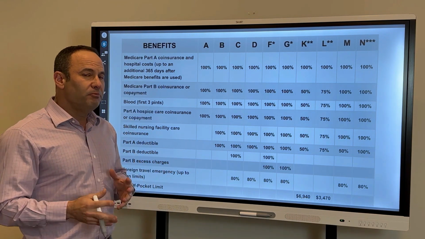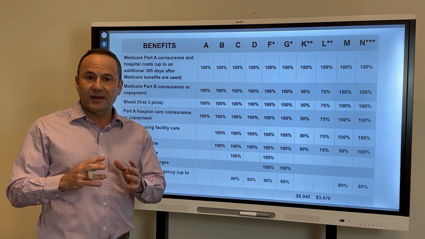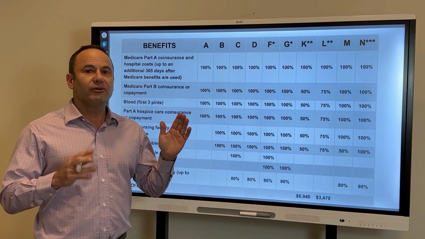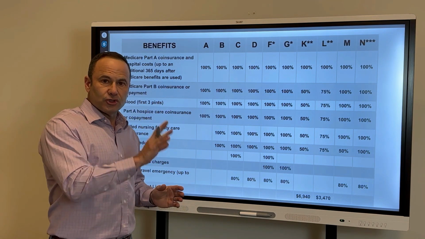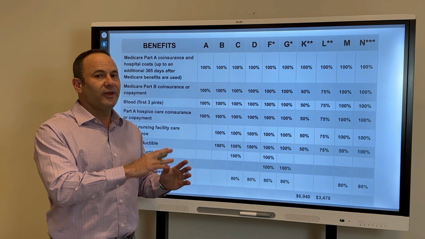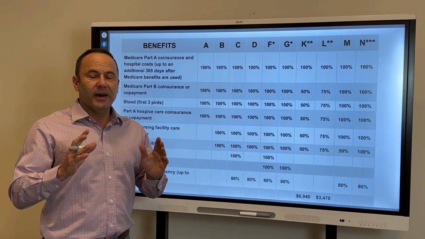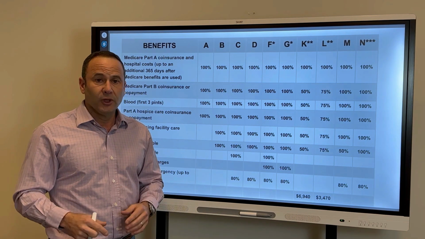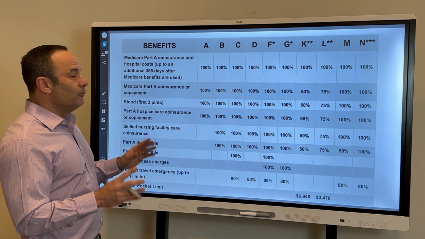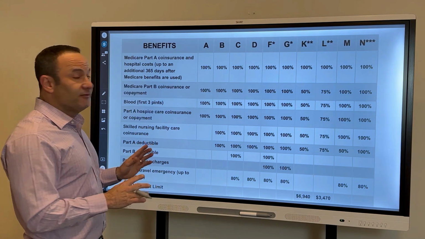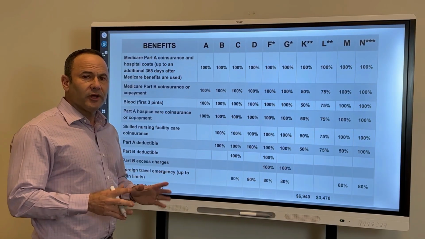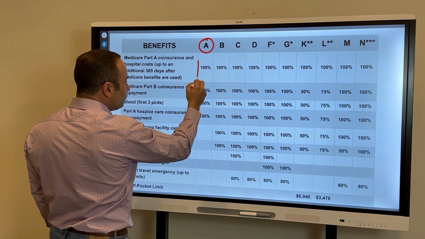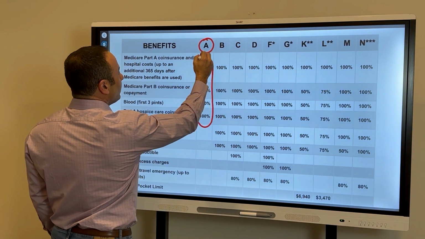And then under Part B of Medicare, we have what's called our Medicare approved charges. And this is the amount that Medicare actually approves of the doctor's charge or the surgeon's charge or even the outpatient facility. Medicare will pay generally 80% of the Medicare approved charges. So let's take a look a little bit better and more in depth at what our core benefits are within these plans. So if we look under Plan A, right here, you will notice these are our core basic benefits.